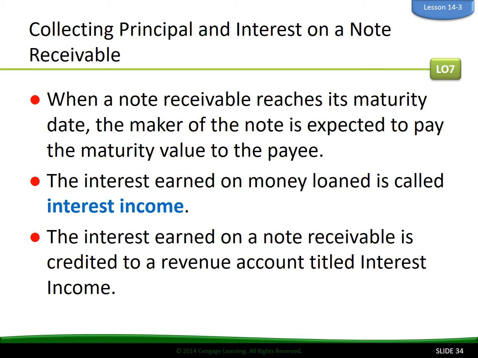Collecting principal and interest on a note receivable. When a note receivable reaches its maturity date, the maker of the note is expected to pay the maturity value to the payee. Interest income is the interest earned on money loaned. The interest earned on a note receivable is credited to a revenue account titled interest income. Okay.